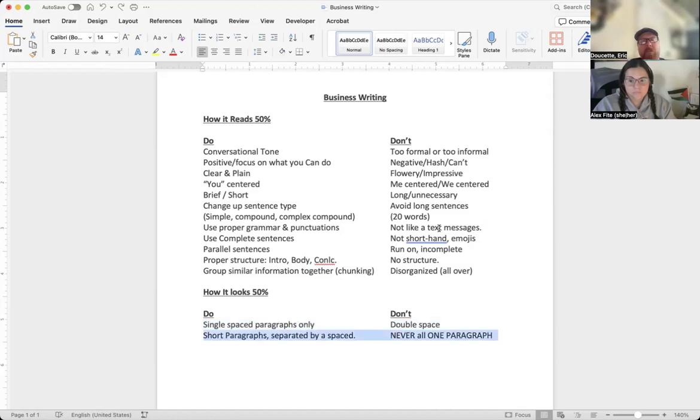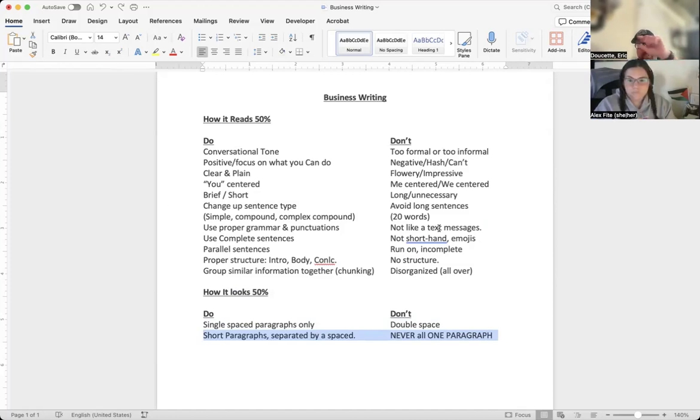However, they are also separated by space. So short paragraphs, maybe 8 lines max. 8 lines max, that's the most, and that would be on a long document. If your document is only 8 lines, make it two 4-line paragraphs and separate them by a space. Why?